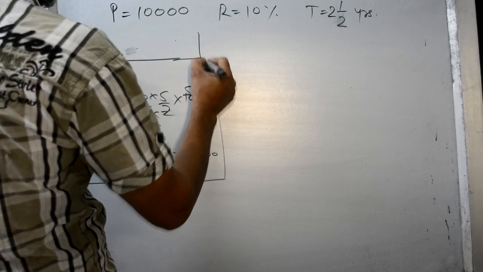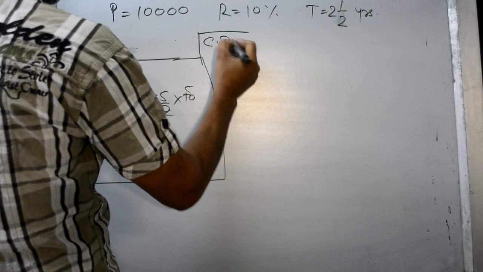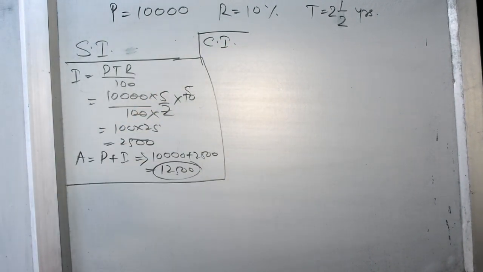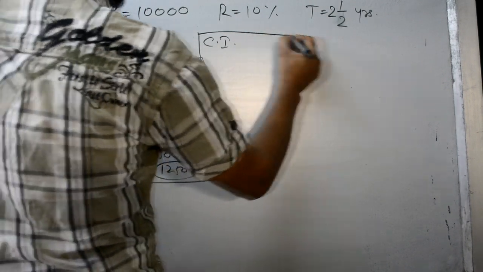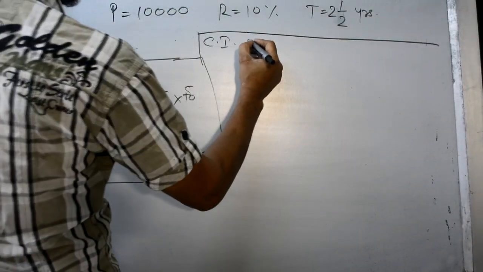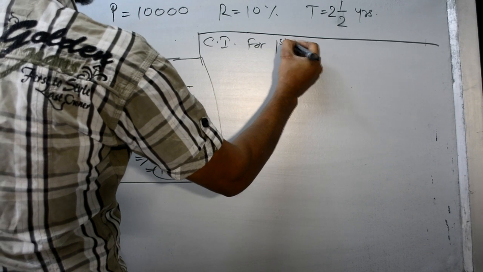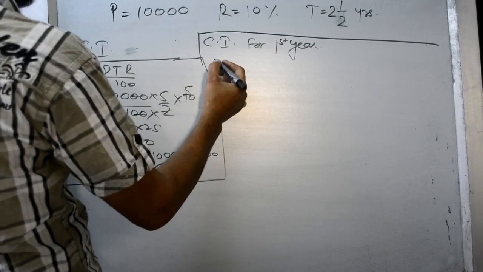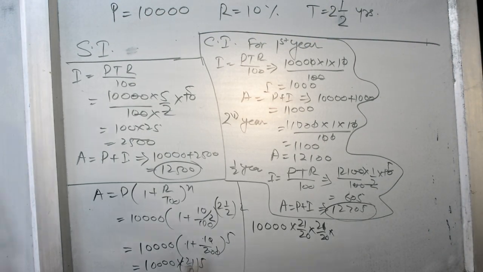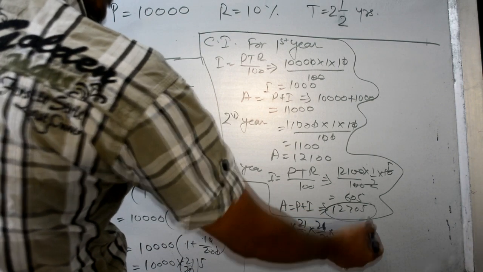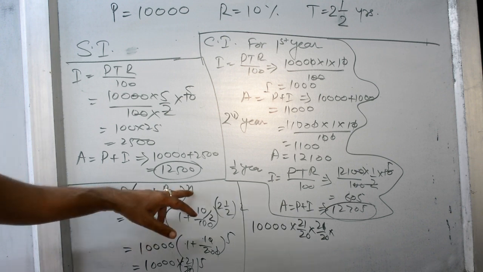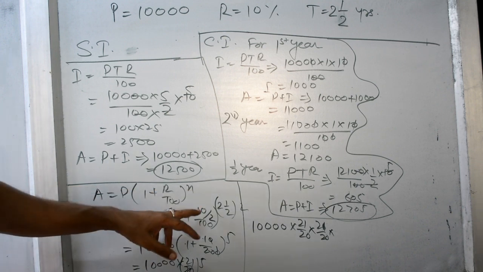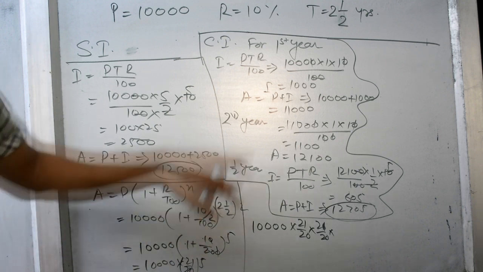Now for the compound interest. I will find out the compound interest for 2.5 years. How will I write it down? I will write for the first year, as usual, for first year. Now the final answer is 12,705. Now I am using this formula: amount is equal to principal into (1 plus R upon 100) to the power n. 10,000 into (1 plus 10 upon 100) to the power 2.5 years.